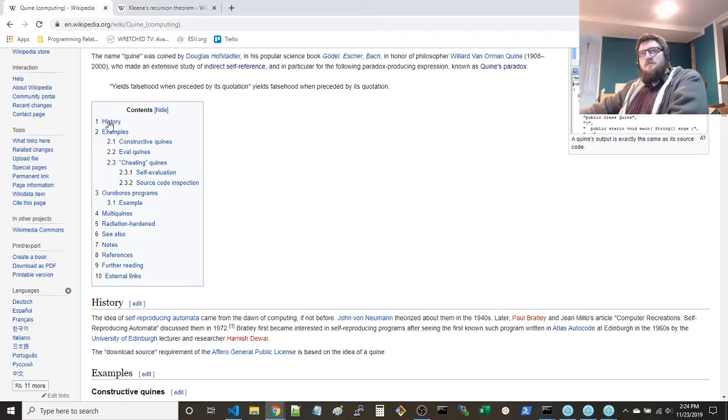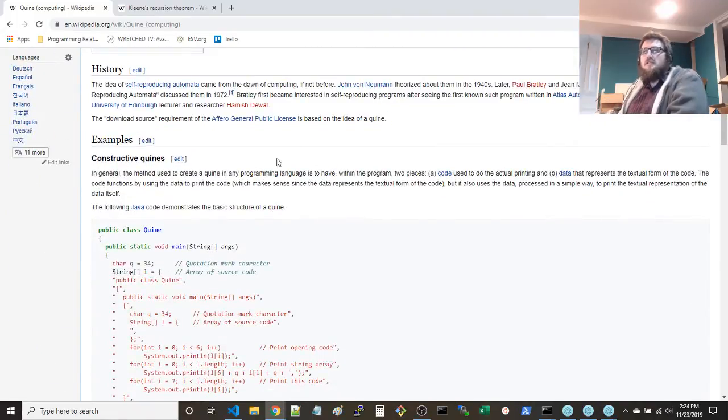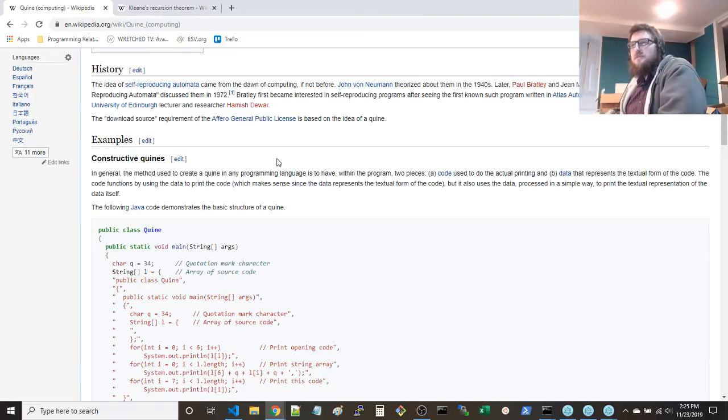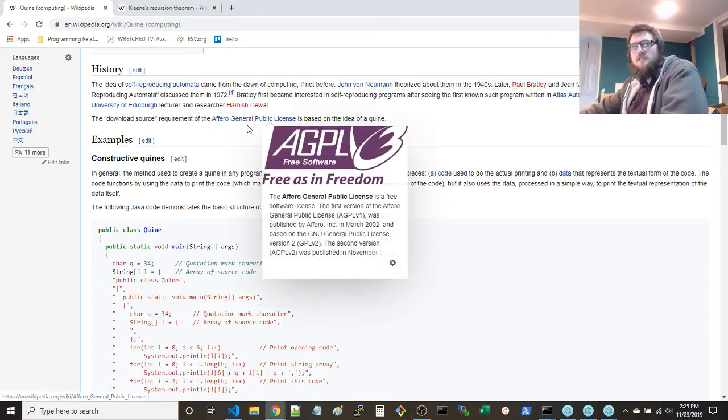So, okay, history. The idea of self-reproducing automata came from the dawn of computing, if not before. John von Neumann theorized about them in the 40s. Paul Bratley and Jean Millo's article, Computer Recreations: Self-Reproducing Automata, discussed them in 1972. Bratley first became interested in self-reproducing programs after seeing the first known such program written in Atlas Autocode at Edinburgh in the 1960s by the University of Edinburgh lecturer and researcher Hamish Dewar. The download source requirement of the Affero General Public License is based on the idea of a quine. Interesting. AGPL.